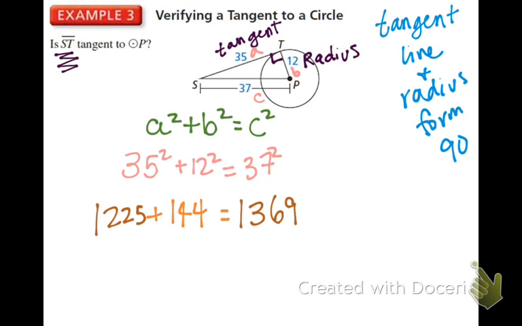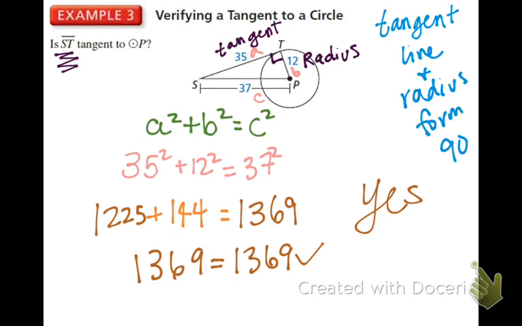It's a right triangle. It is, because 1369 equals 1369. So this is a right triangle. So that means TS is tangent to circle P. Yes. It is tangent because they do form a right angle.